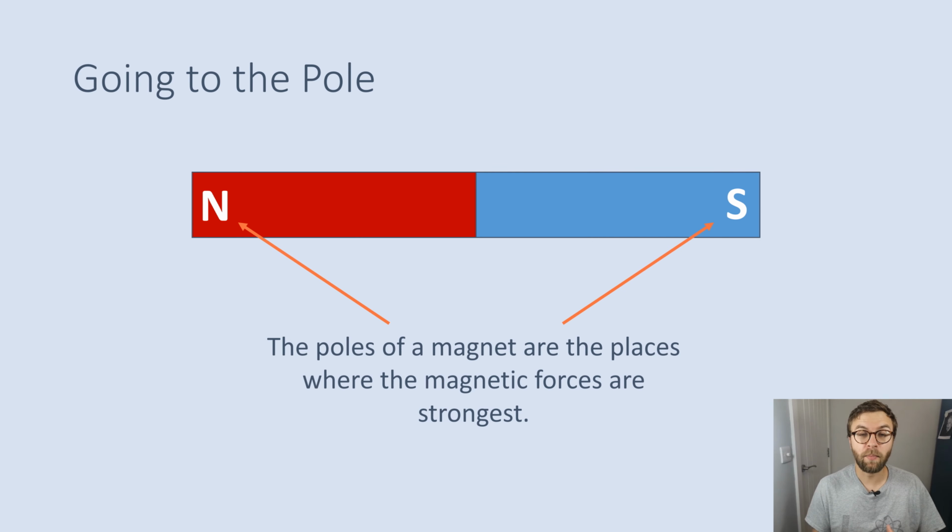Now, also we know that magnets have poles, north poles and south poles, and the poles of a magnet are the places where the magnetic fields are strongest.